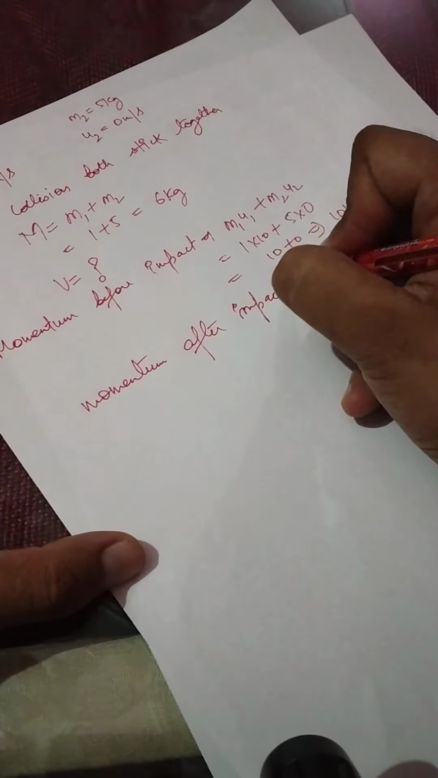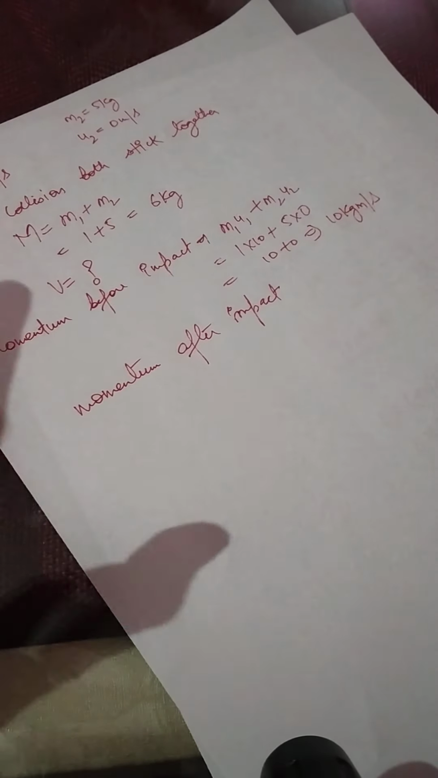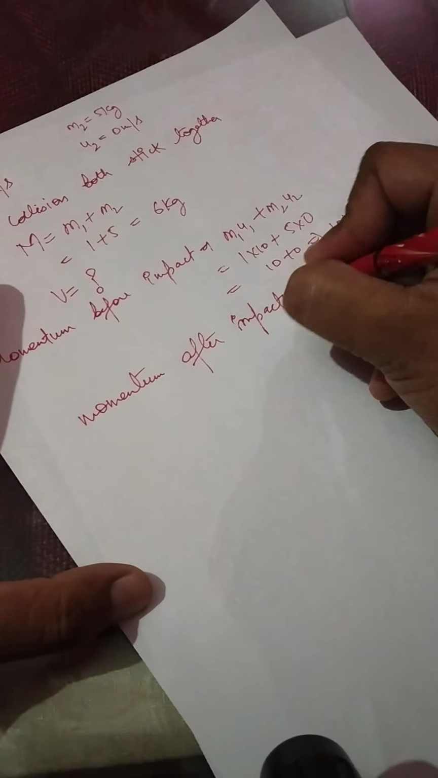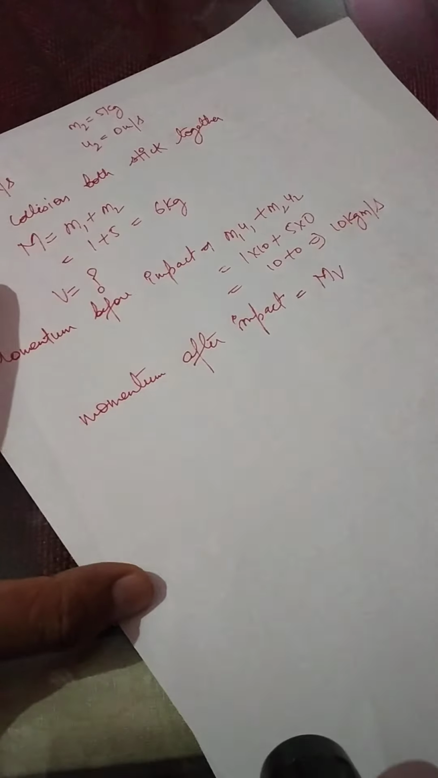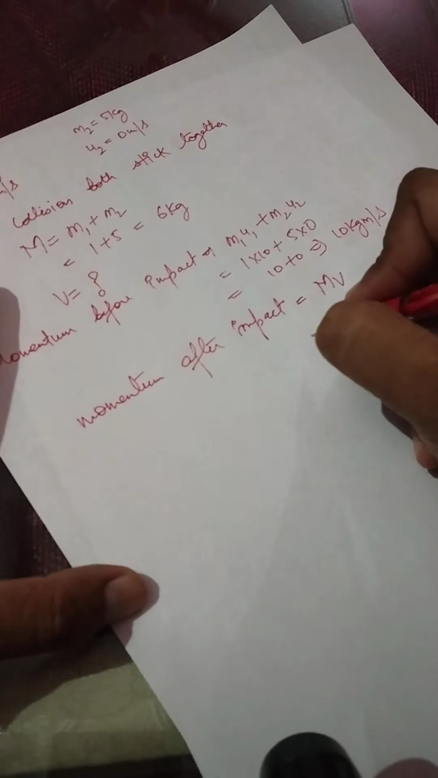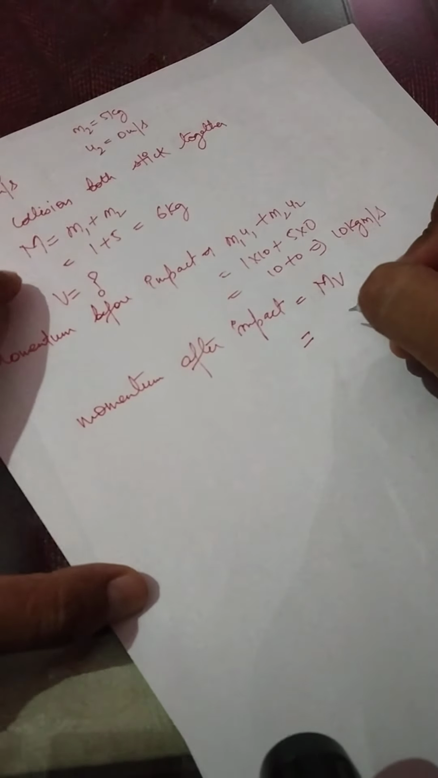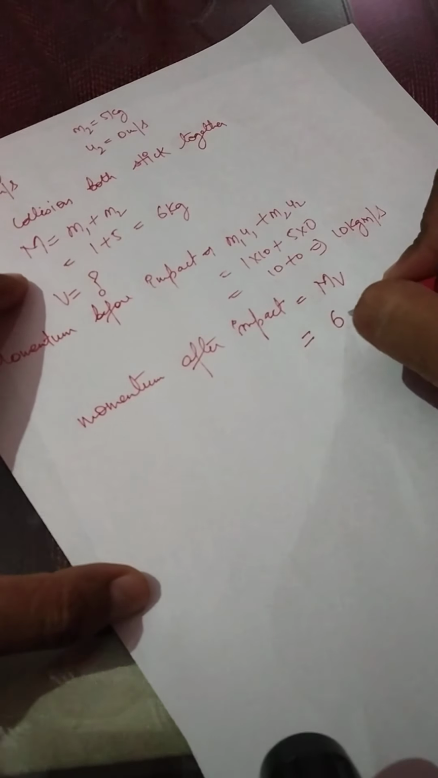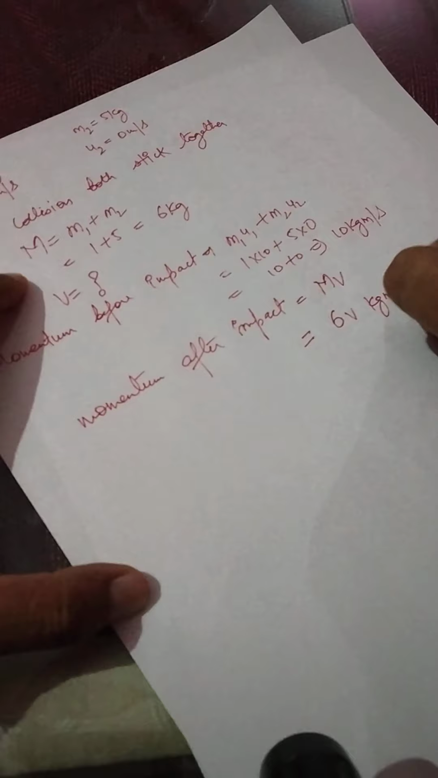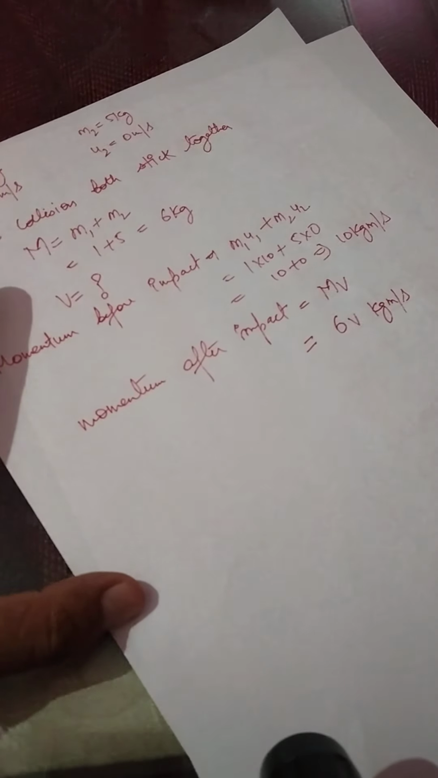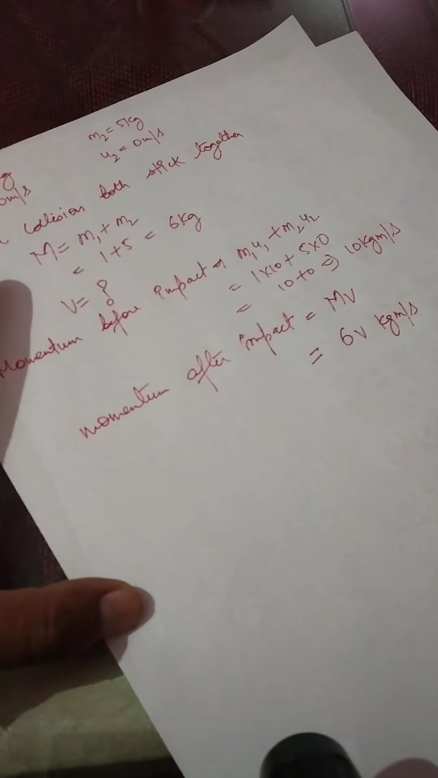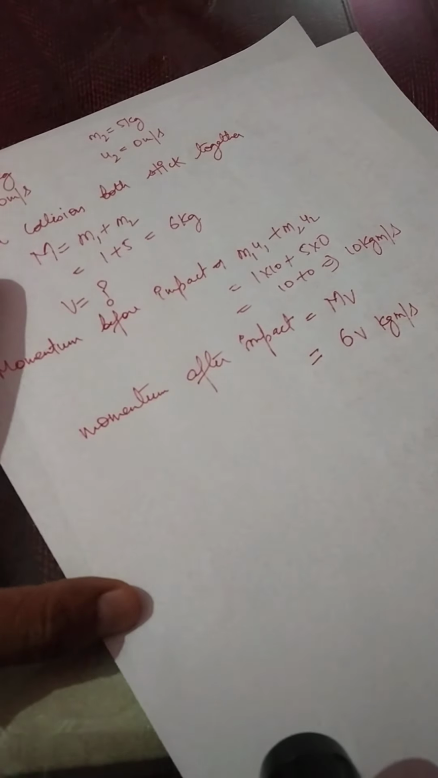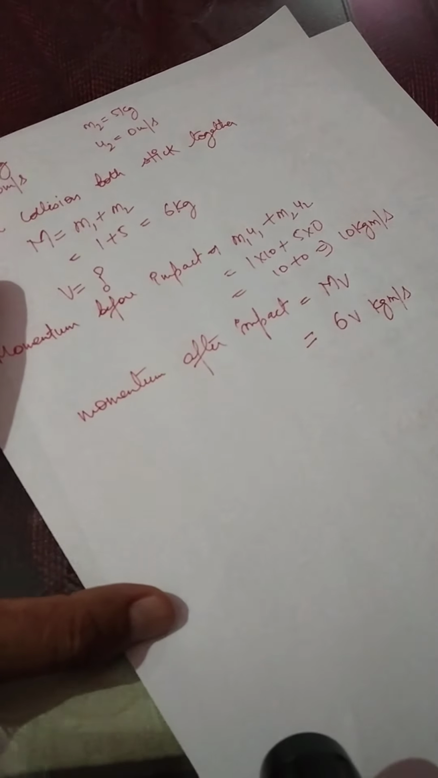Since after impact both of them stick together and there's one object only, we'll only use the formula mv to calculate the momentum after impact. After impact, the mass is 6 and the velocity is v. So after impact, the momentum is 6v kg meter per second, where v is the velocity of the combined object. Now we have to find the velocity of the combined object.